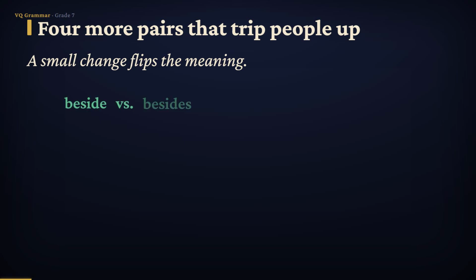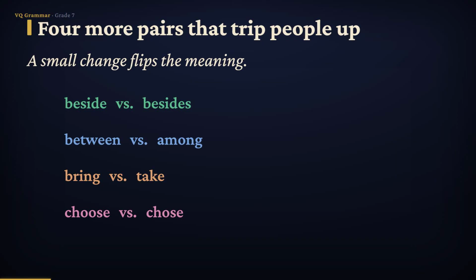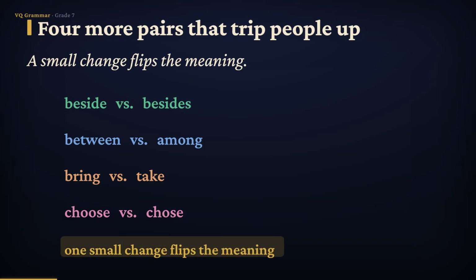Here are today's 4 pairs, and each one trips people up for a different reason. First, beside versus besides, where a single S changes everything. Next, between versus among, which depends on how many you're talking about. Then, bring versus take, which is all about direction. And finally, choose versus chose, where the spelling tells you the tense. In every case, one small change flips the meaning, so let's look at each pair up close.